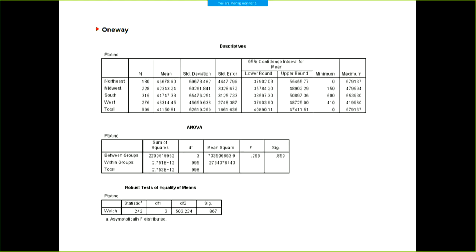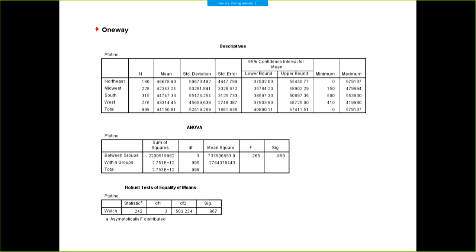Here is the SPSS output. It shows the average value, standard deviation, and confidence intervals for all four geographic regions, along with the F-test from the one-way ANOVA. For this example, the F-test statistic is small and the p-value is large compared to 5%, so the null hypothesis is not rejected. In that case, we conclude that there is no significant difference among the four groups.